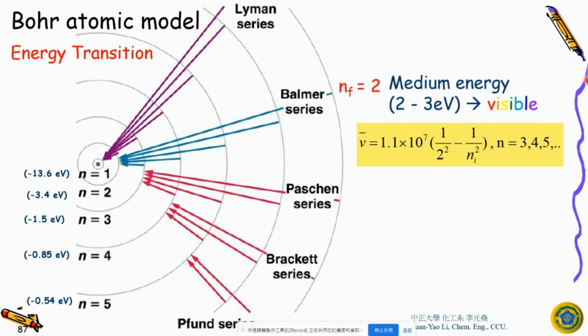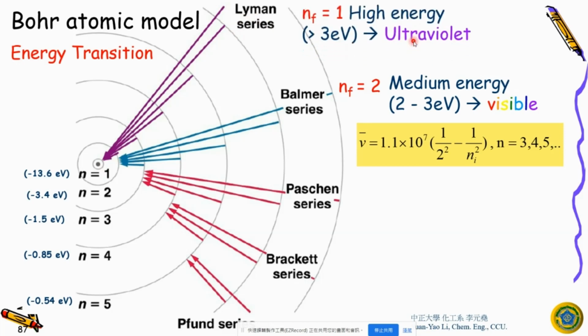Okay, this and the final n equal to 2. So this is what we call medium energy. However, what happens when the energy goes to the number 1 orbit? We call this the Lyman series. Lyman series is n equal to 1. We call this high energy.